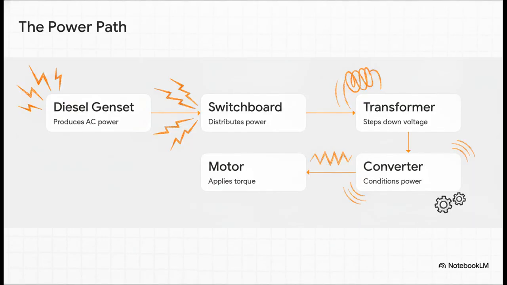If you can commit these 5 steps to memory, you will never lose the thread of a power system drawing ever again. We're going to trace a single line moving straight from left to right. It goes generator, to switchboard, to transformer, to converter, and finally motor. This is the universal sequence, the absolute backbone of power application on modern drilling vessels.